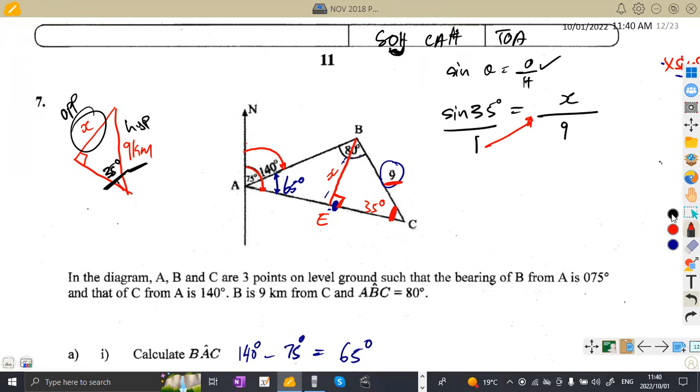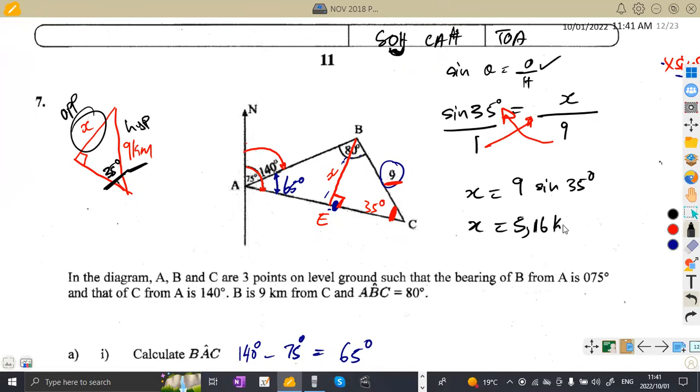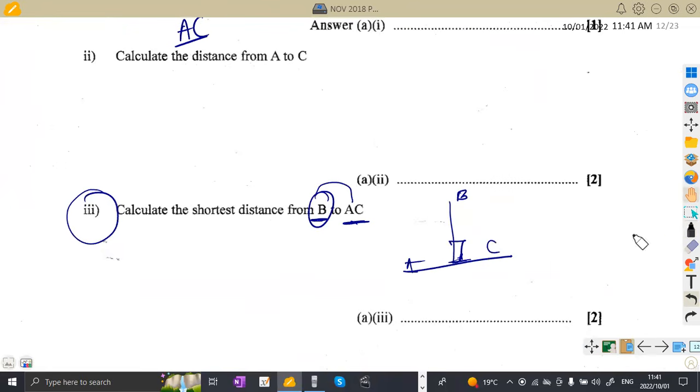So it's 1 times x, which is x, is equal to 9 times sine 35, that is, 9 sine 35 degrees. So x is equal to, from our calculator, 9 sine 35, which is going to give us 5.16, to 3 significant figures, 5.16 kilometers. So that is our shortest distance here, 5.16 kilometers.